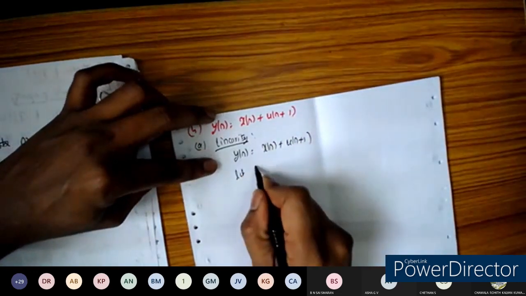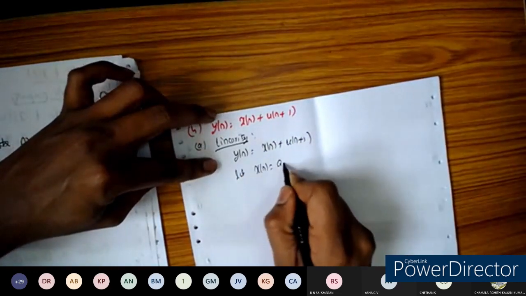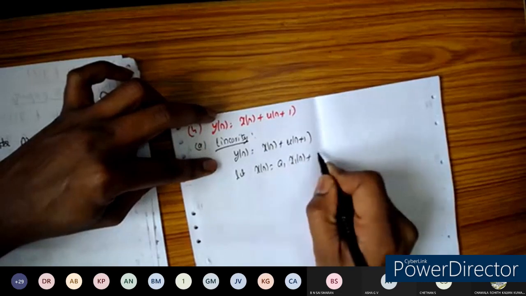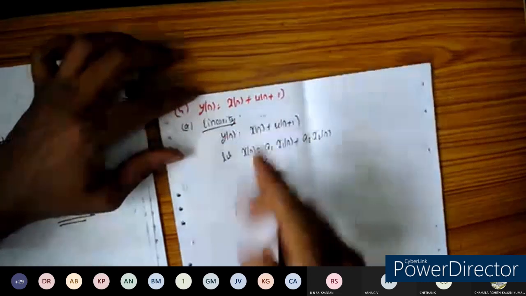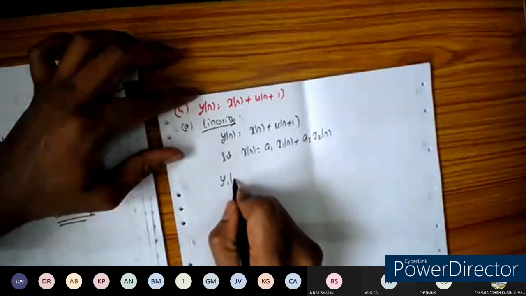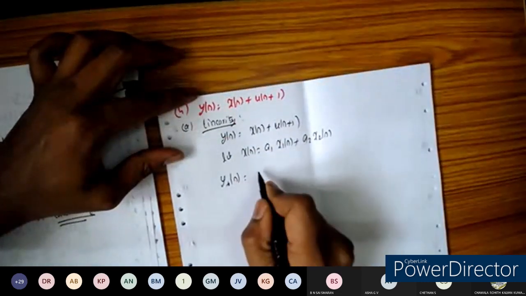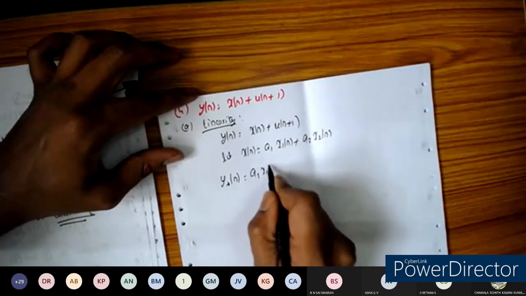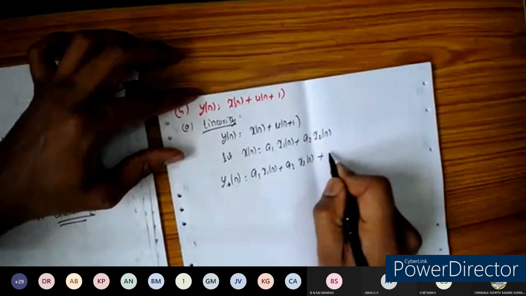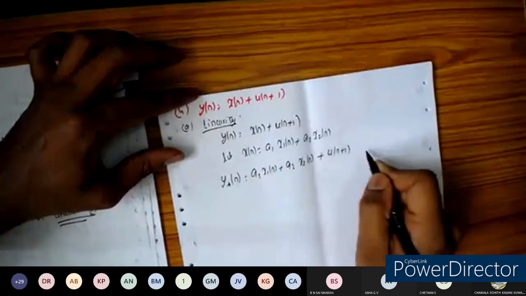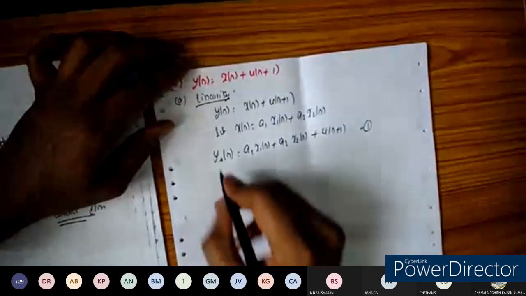I can take x of n is equal to a1 into x1 of n plus a2 into x2 of n. Let us give that as the input, and call the output y of n. So it becomes a1 into x1 of n plus a2 into x2 of n plus u of n plus 1. Call this equation number 1.